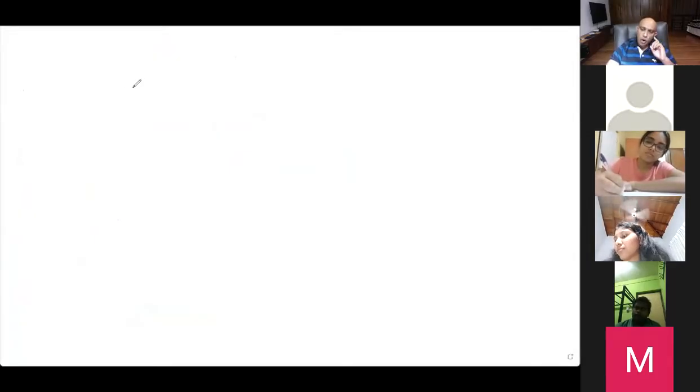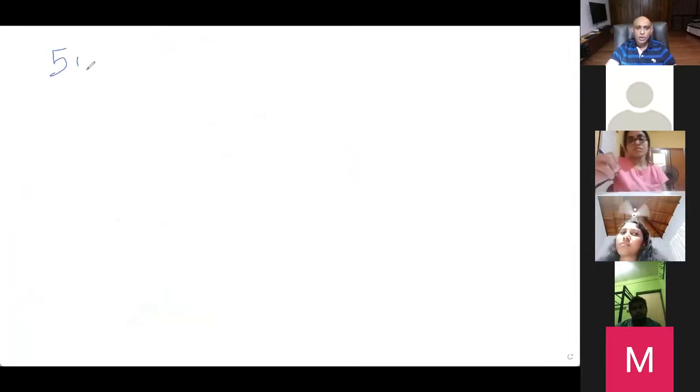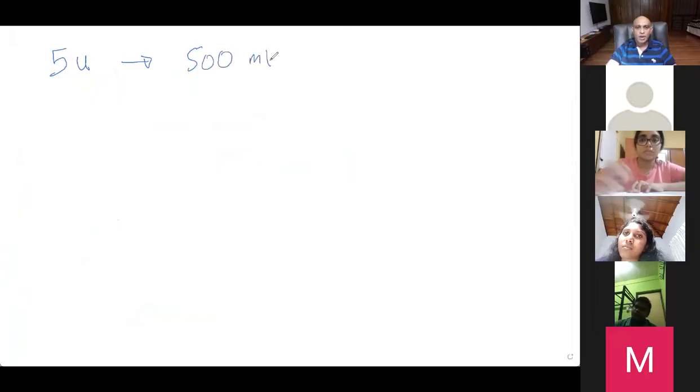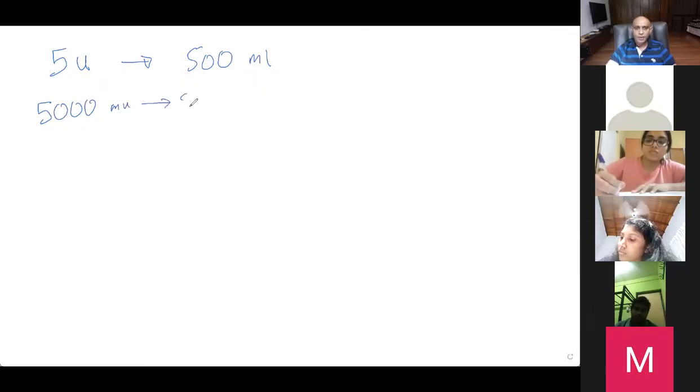So how do we commonly do these oxytocin drips? As you know, commonly we put 5 units of oxytocin in 500 ml of normal saline. Is that clear? Okay. So what we are actually doing is putting 5,000 milliunits in 500 ml of normal saline.